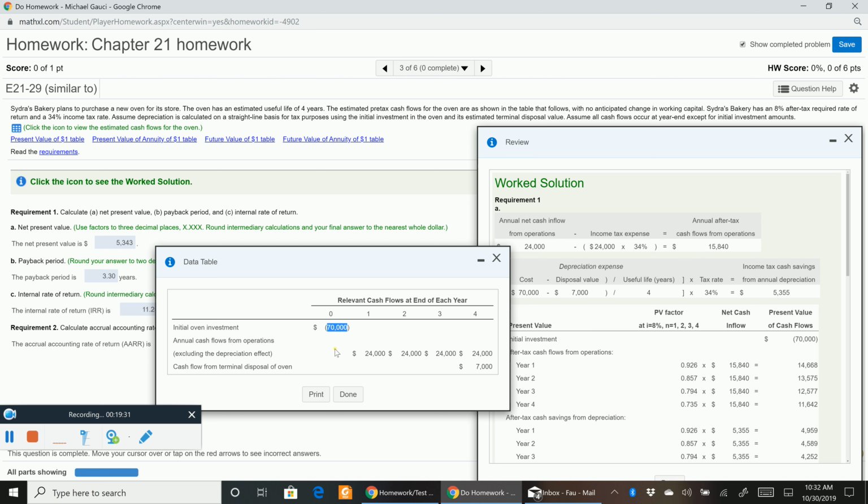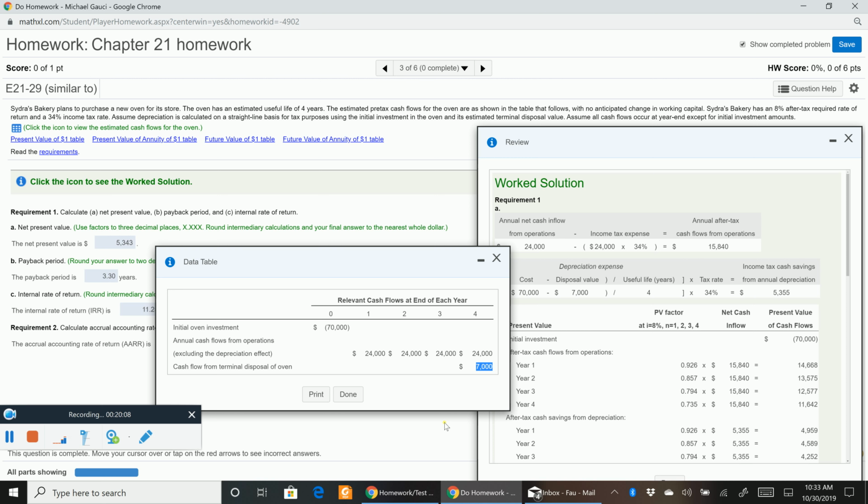a cash outflow of $70,000 today. And if this oven is put into place based on our estimates, the annual cash flows from operations, excluding depreciation, excluding taxes, are $24,000 a year for 4 years. And at the end of 4 years, the oven will still have some value, and we'll be able to dispose of the oven at the end for $7,000. And so what we need to do here is calculate the net present value of this project, the payback period, and the internal rate of return.